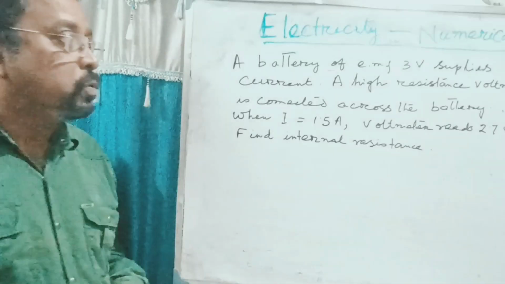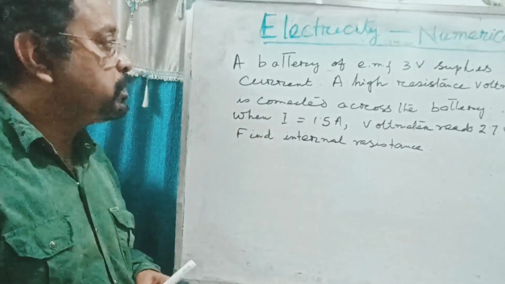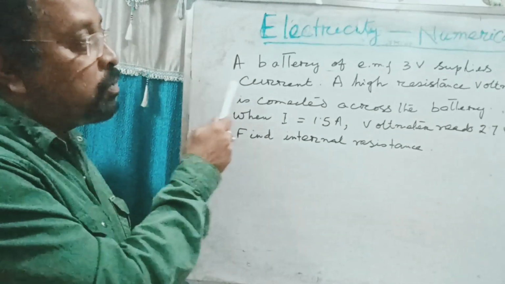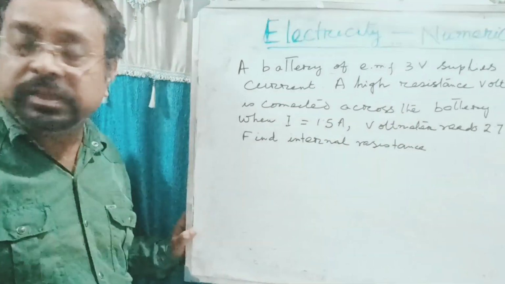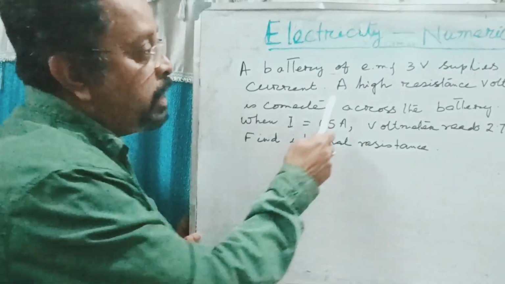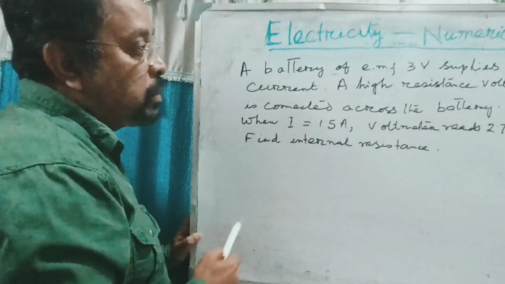Okay, so here is the first numerical. The question is: a battery of EMF 3 volt supplies current. This battery supplies current. A high resistance voltmeter is connected across the battery.